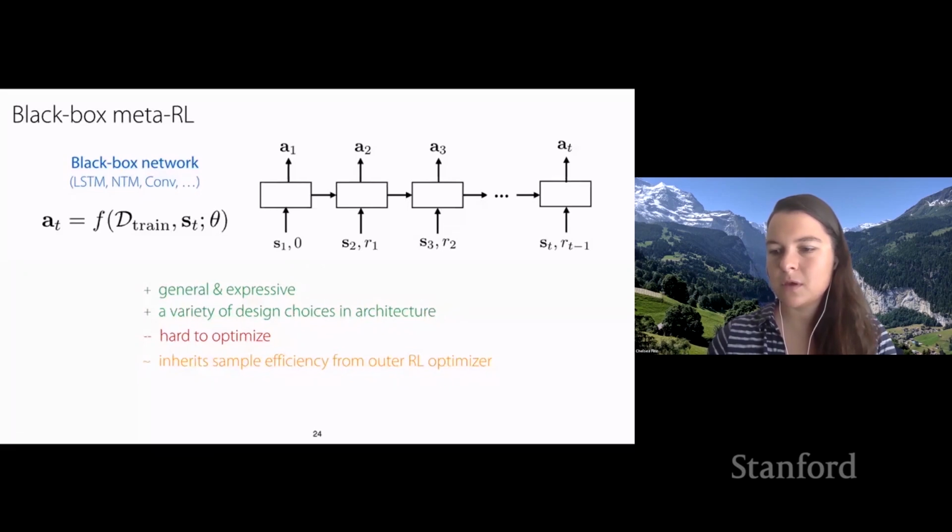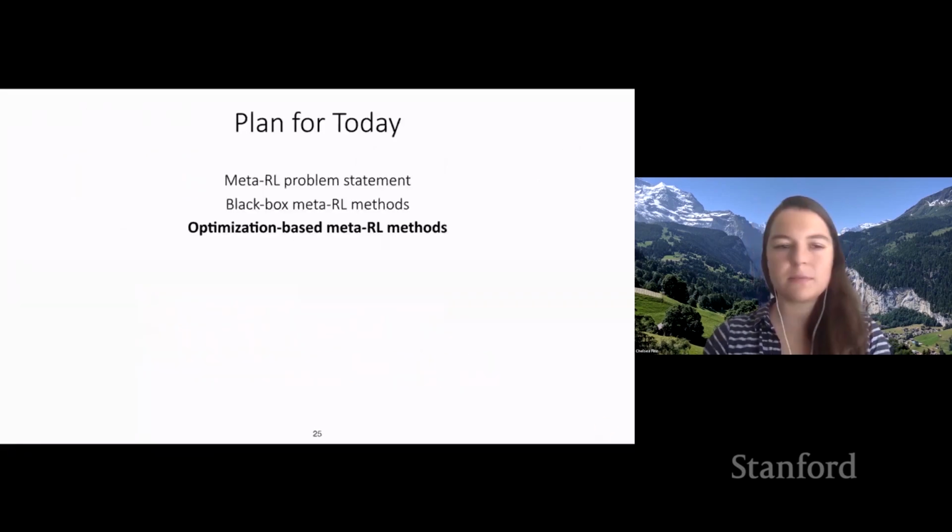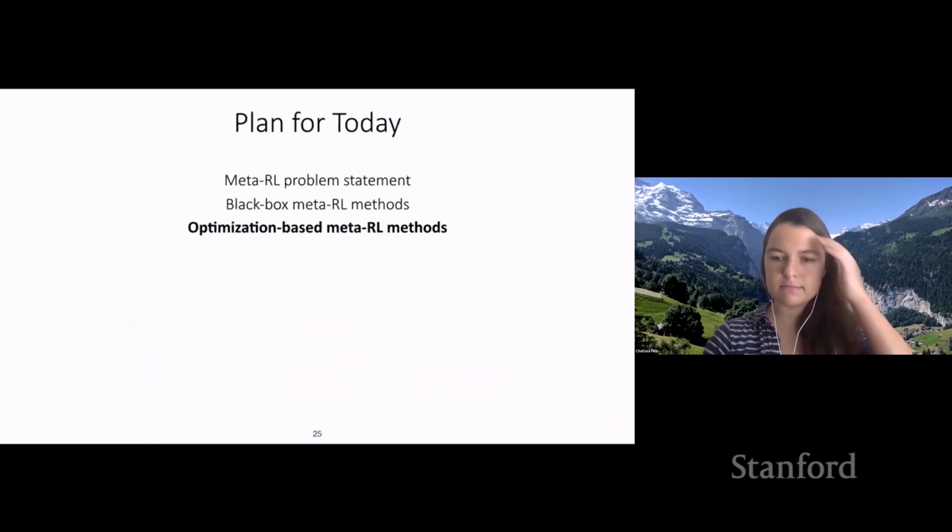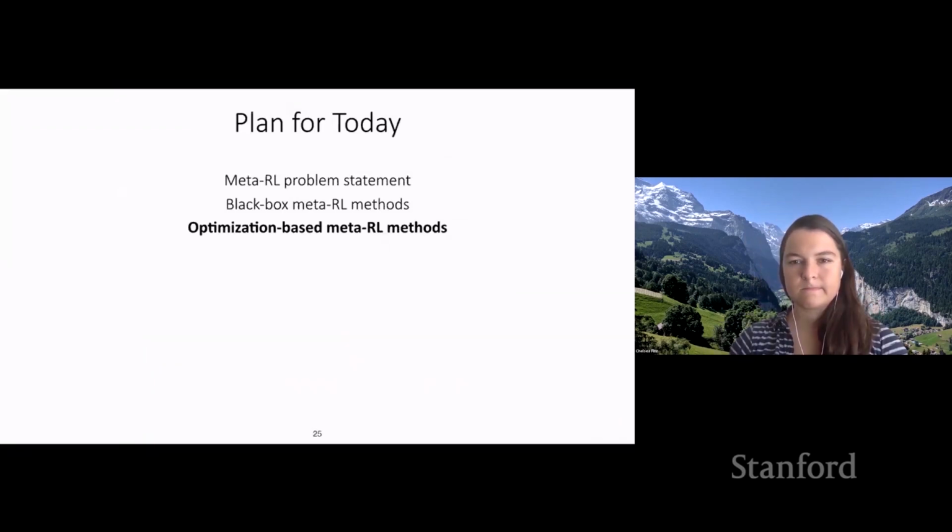Okay. Cool. Any questions before we move on to optimization-based meta-RL methods? I was wondering if there are any scaling problems related to how long you unroll the policy, like how long the trajectory is.